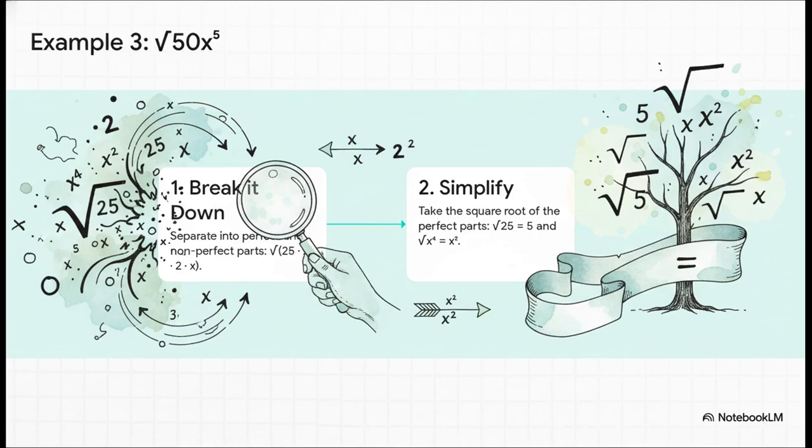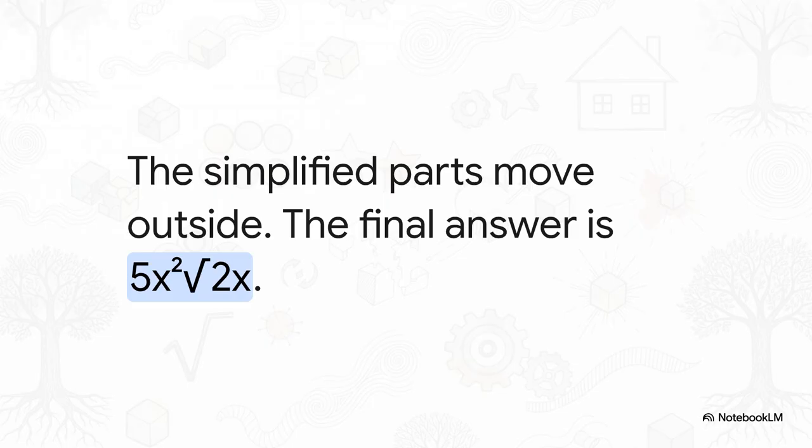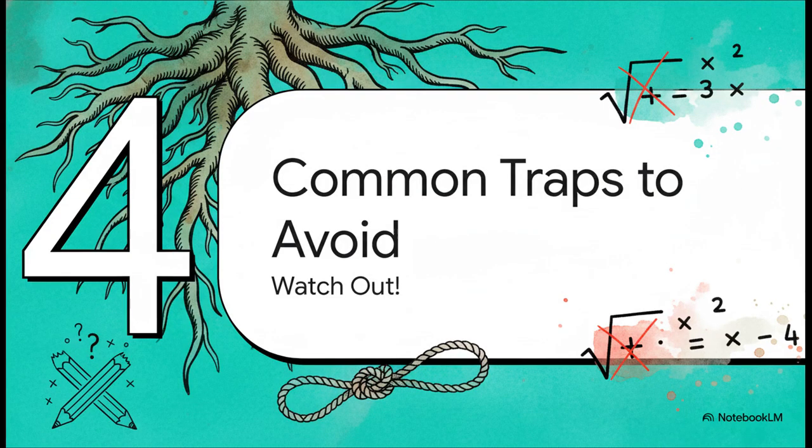Okay, deep breath. Let's try one with variables, the square root of 50x to the 5th. Don't panic, we just handle the numbers and the variables as separate little puzzles. For 50, the biggest perfect square is 25. For x to the 5th, the biggest perfect square part is x to the 4th, because it has an even exponent. We just group those perfect parts together. Now we just simplify what we can. The square root of 25 is 5. The square root of x to the 4th is x squared. Both of those get to escape the radical sign and go outside. What's left inside? That leftover 2 and the single x. And there's our final answer, 5x squared times the square root of 2x. Not so bad, right?